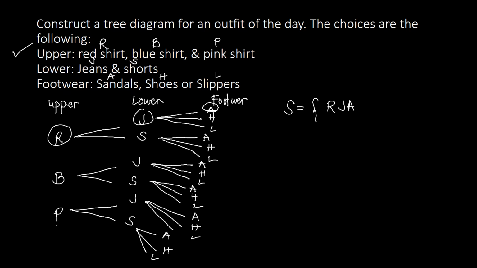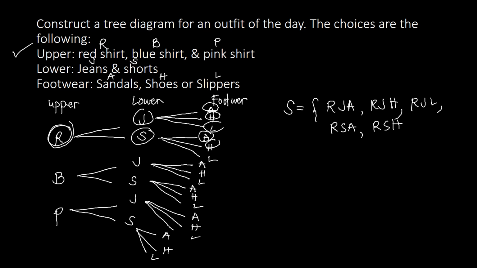Next one, we are going to still follow RJ and we have H. So we have RJH. Next one is going to be with the L. We still have RJ and then L. So next combination could be R again. We still have an S on the lower, and then we have that as an A. So we have RSA, and another RSH here, and another L. So we have RSL.